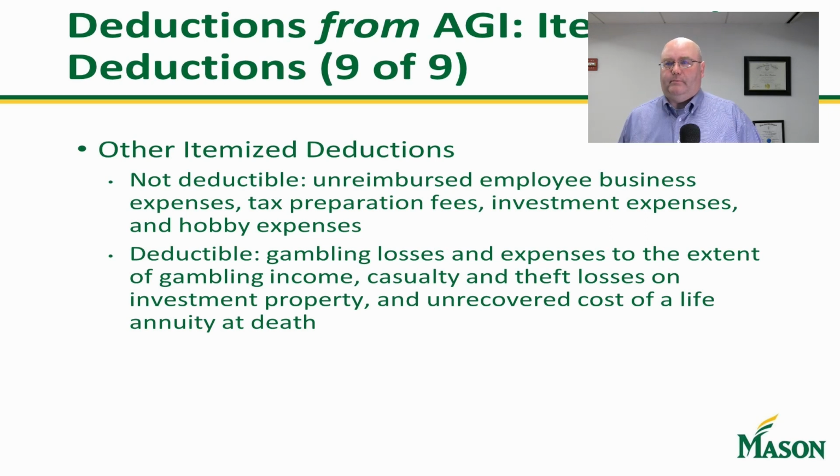Gambling losses are not subject to 2%. Now, before you guys start writing off all the lottery tickets you bought, you have to have gambling income in order to have gambling losses to go against. And usually you're not going to have gambling income unless you get a W-2G, which I think you have to win $600 or more in a year before the lottery is going to give it to you.